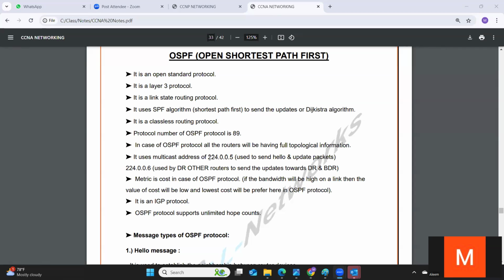It will use two multicast IP addresses: 224.0.0.5 and 224.0.0.6. RIP also uses one multicast IP address, and EIGRP also uses one multicast IP address. Can anyone tell me what the RIP multicast IP address and the EIGRP multicast IP address are?